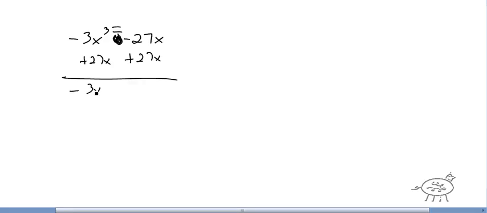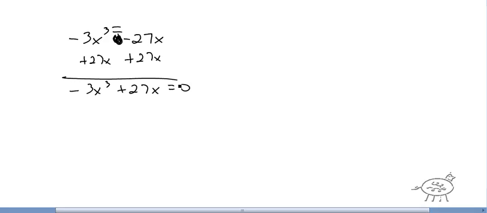How about this one? Negative 3x cubed plus 27x, we're going to set that equal to 0. Oh, that's a sweet problem. Okay, so it's negative 3x cubed equals negative 27x. You're like, oh, that's brutal. Not really. Okay, first thing, I'm going to add 27x to both sides. I get negative 3x cubed plus 27x equals 0.